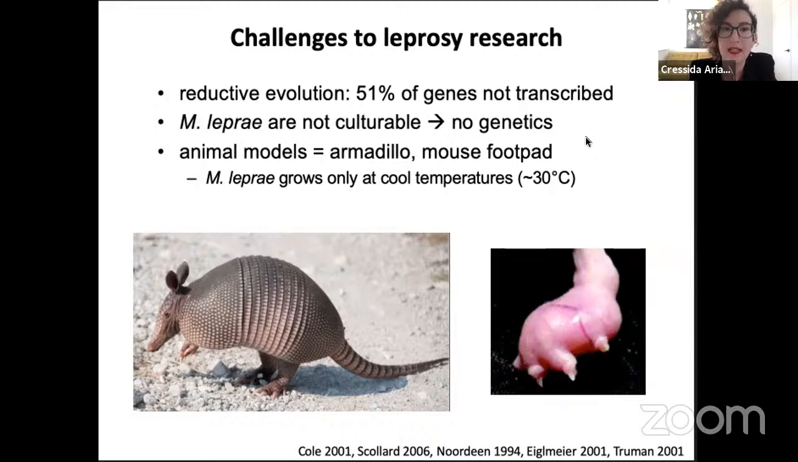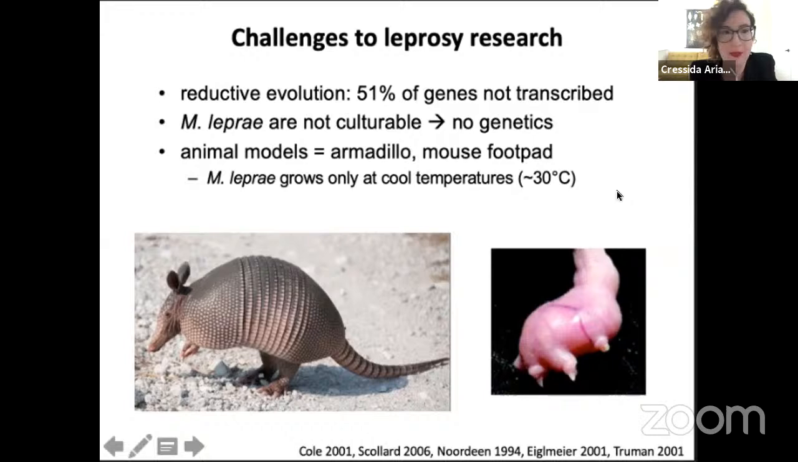So M. leprae cannot be cultured outside of an intact animal, and that means we don't have a genetic system for these bacteria, which makes it difficult to understand gene function in M. leprae, right? So our existing animal models for leprosy, of course, are the armadillo and the foot pads of skid mice. These are immunocompromised mice.